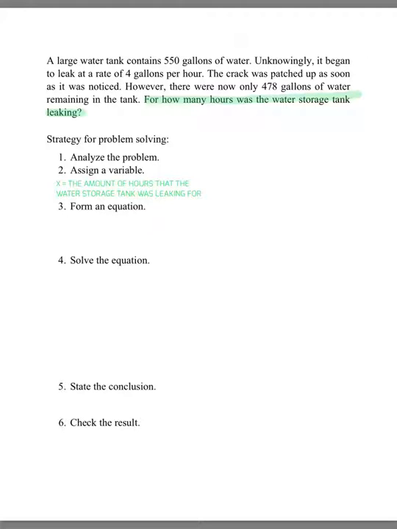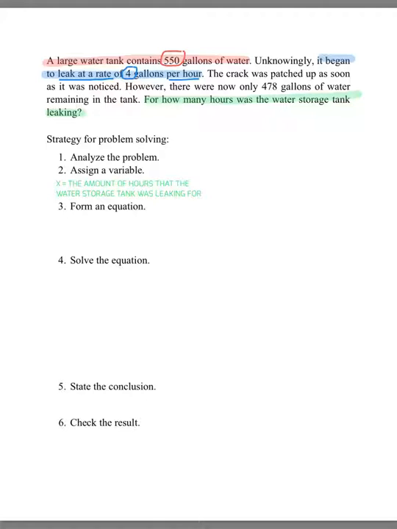So now that we've assigned a variable, let us continue analyzing the word problem. Let's see what other information we can extract. Well, we know that the large water tank contains 550 gallons of water. So 550, that's the amount of gallons of water that were in the tank before the leak. And then a leak happened. And what else do we know? Well, we know that the water tank began to leak at a rate of 4 gallons per hour. So every hour there's 4 less gallons in the tank.